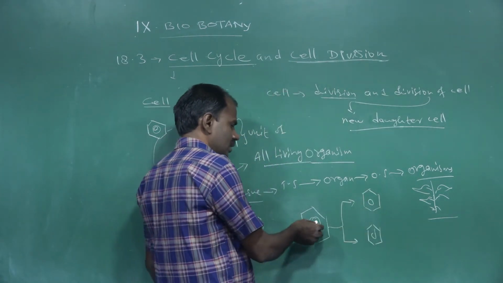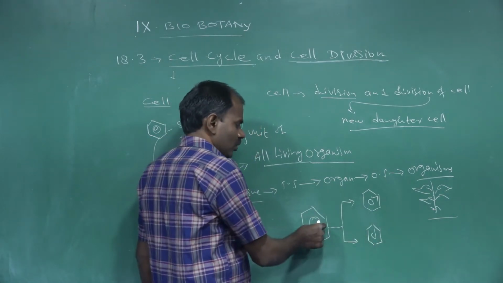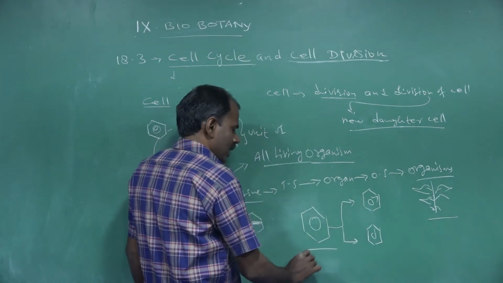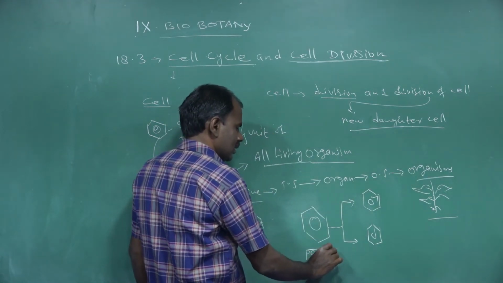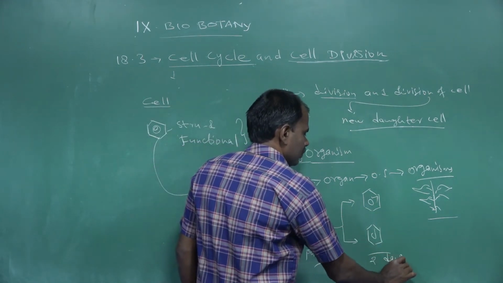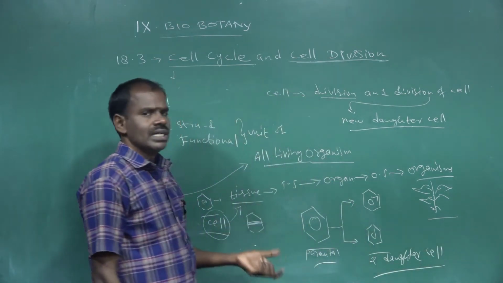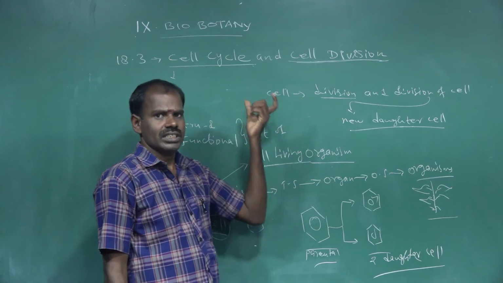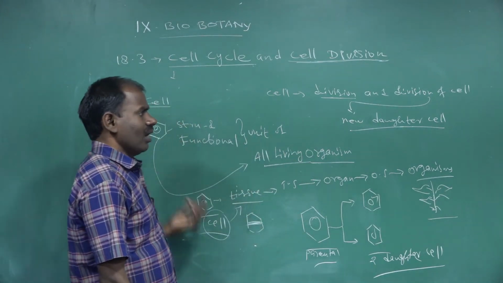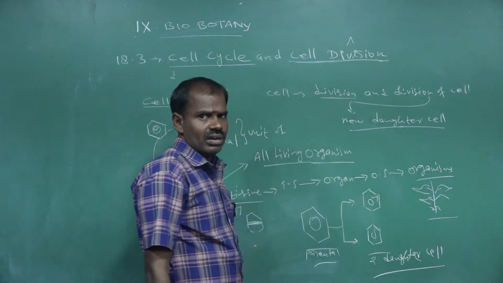The chromosome number is the same, the nuclear material is the same, and the cytoplasmic material is the same. So all the parental characters are the same in the two daughter cells. That is called cell division. Cell division occurs in all living organisms.